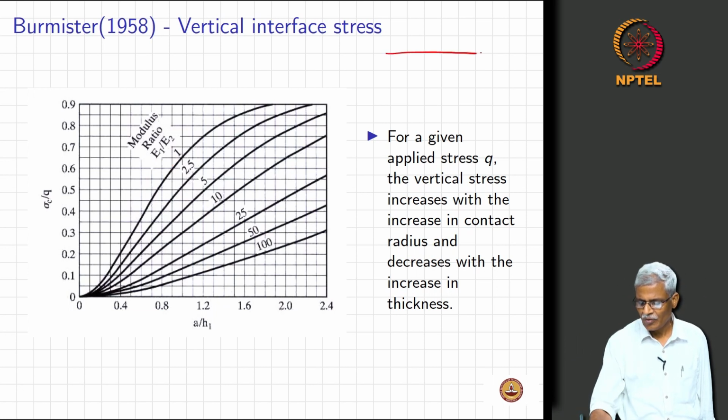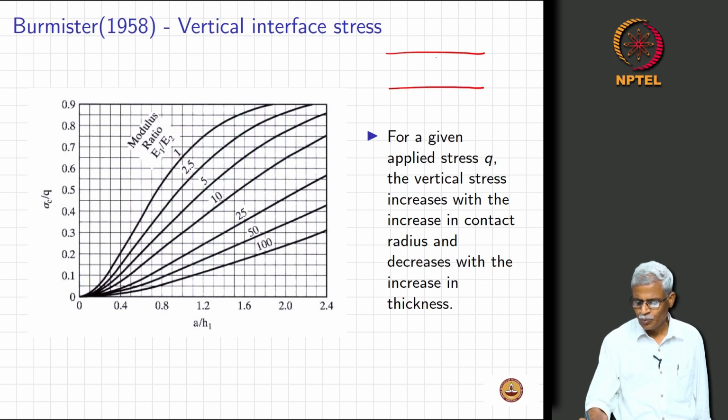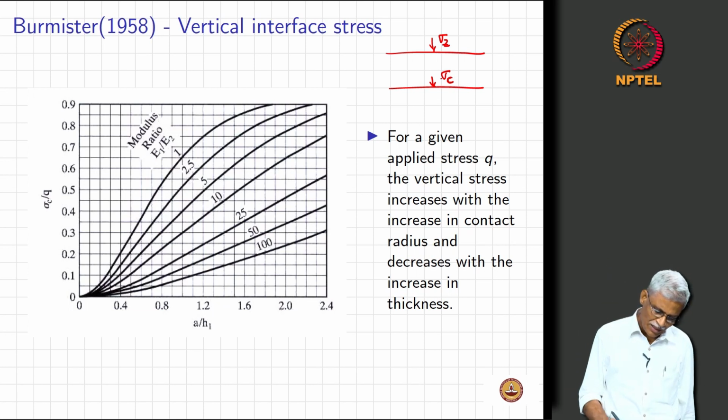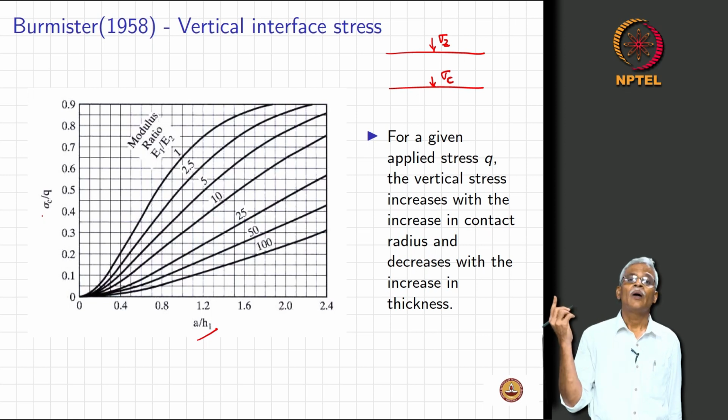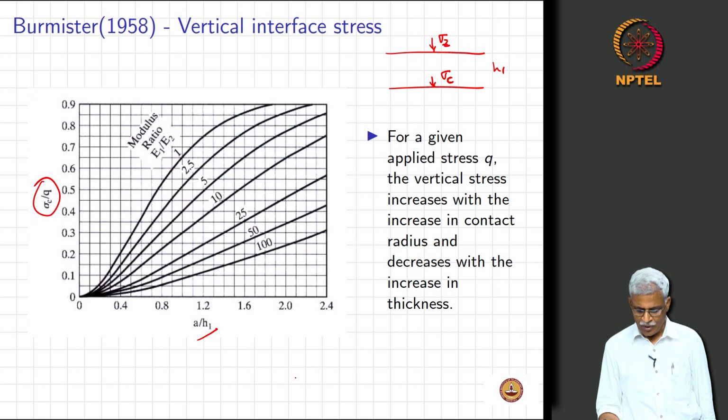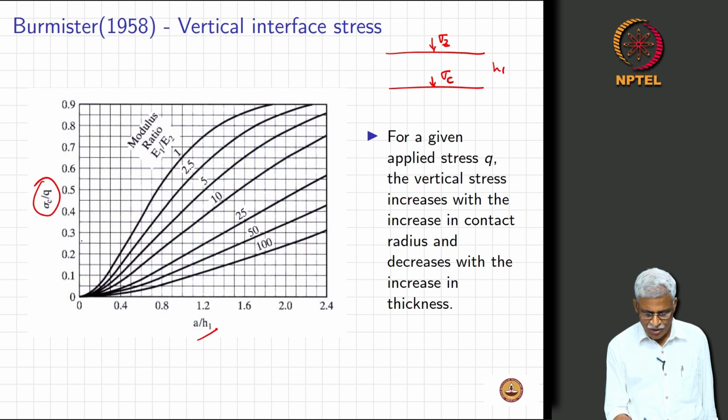And similarly, what is called the vertical interface stress? What is this vertical interface stress? We are talking about sigma z here and sigma c here. This is what is called the vertical stress, and you have A by h1, contact radius by h1, the first layer thickness, and this is sigma c by q, and these are all for various ratios of E1 by E2.